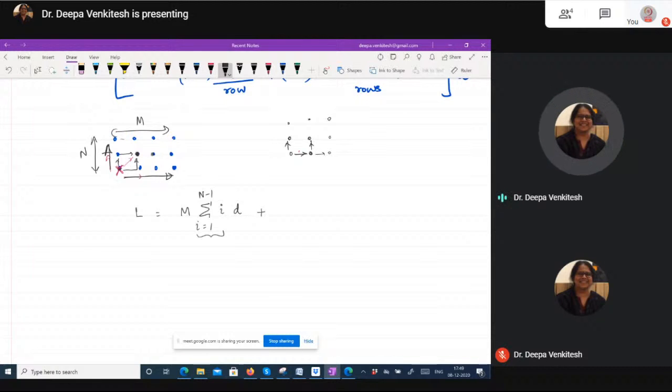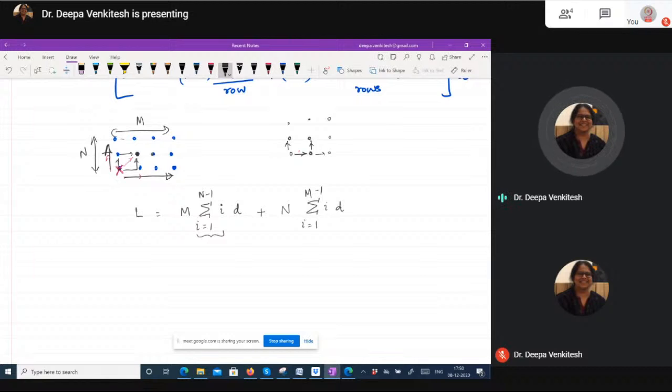Plus, similarly, this is for M times, and then you will do it N times for the N rows. So this will be N times the summation of I from 1 to, sorry, it should be M minus 1, because again, I times D. So think through and work out. There is no physics here. It's only just trying to find the numbers.